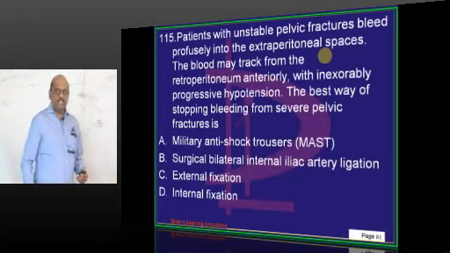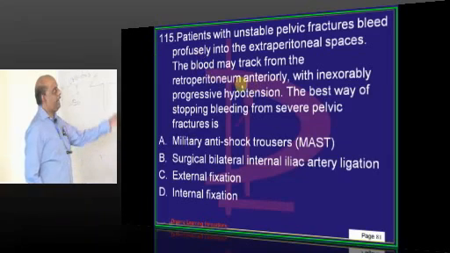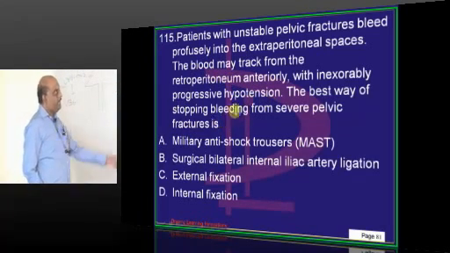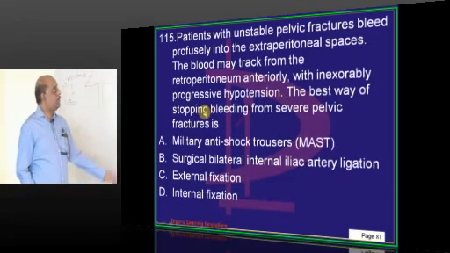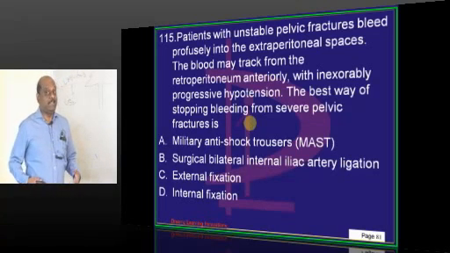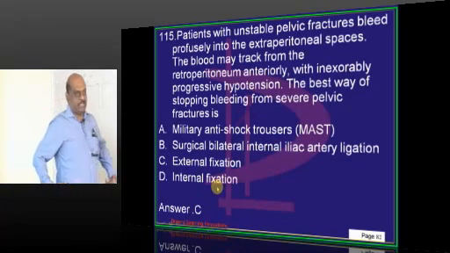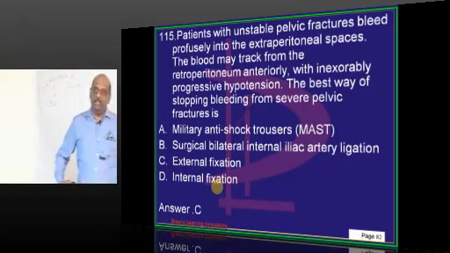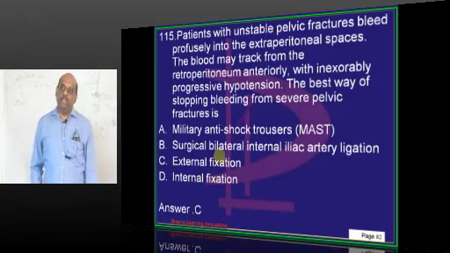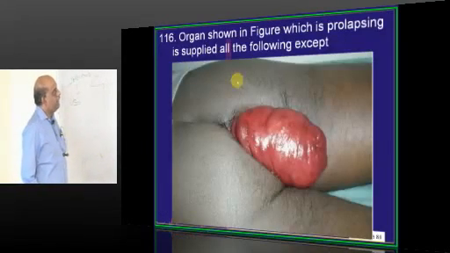So doctor, with unstable pelvic fractures, when they bleed profusely into the extraperitoneal space, the blood will track into the retroperitoneal space, and there is progressive hypotension. So what is the best way to stop the bleeding in such pelvic trauma? You put an external fixator in the pelvis and stabilize the pelvic fracture, which is the way to stop the bleeding in pelvic fractures.